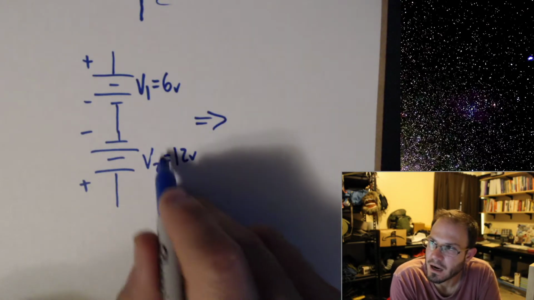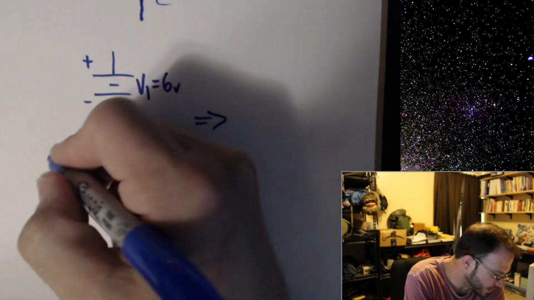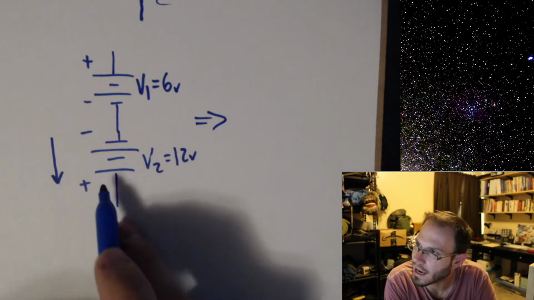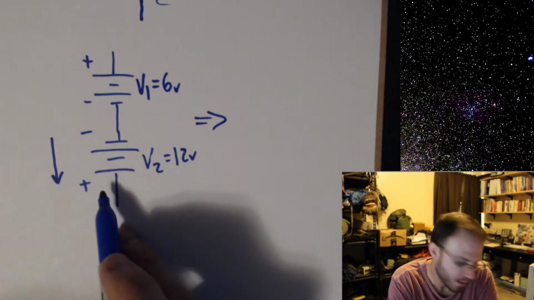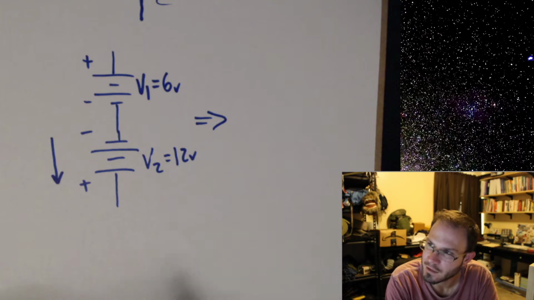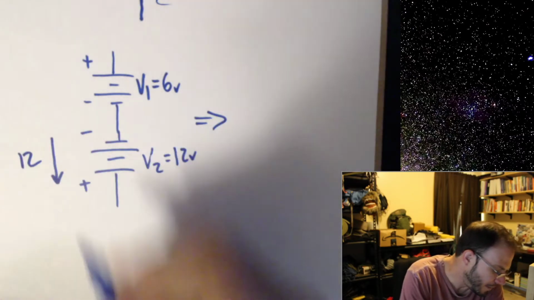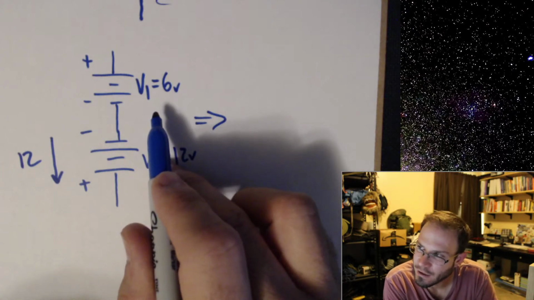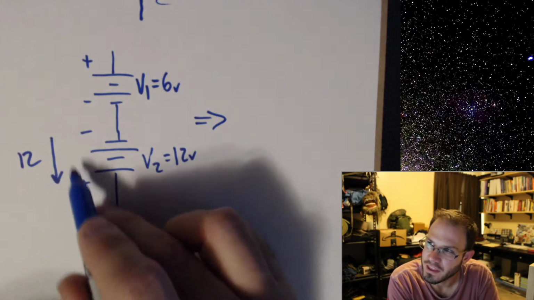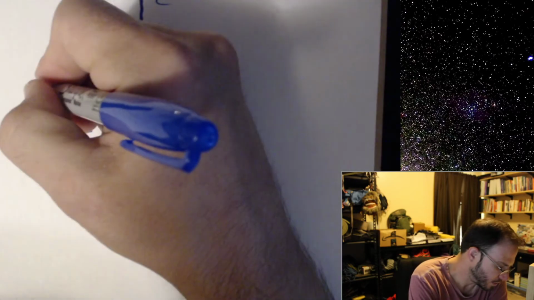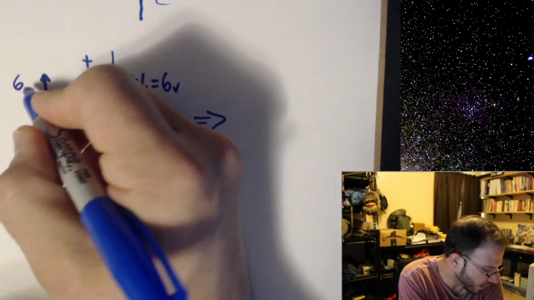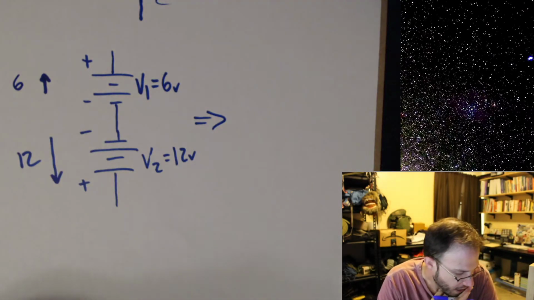I'm not going to draw it just yet, but notice what's happening here. This V2 over here is applying the electromotive force of 12 volts in a downward direction because our positive's on the bottom. And so if you think about the conventional current, that's pushing downward with a magnitude of 12. However, the top voltage source is canceling out some of that, half of this, in an upward direction of 6.